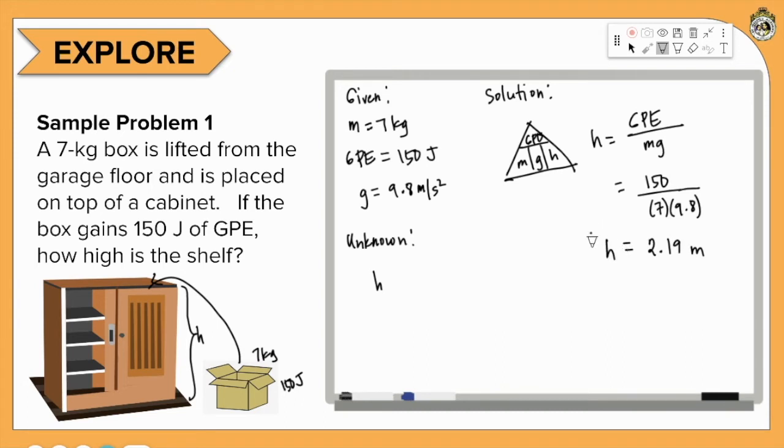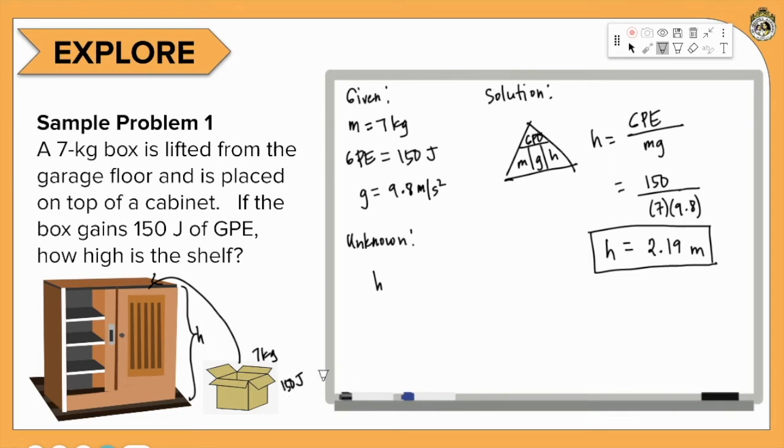Okay, so please practice this using your calculator. See if you will get 2.19 meters as well. All right, so we have answered the question. The height of the shelf is 2.19 meters. So if you need more time to understand the solution to this problem, you can always just pause the video.